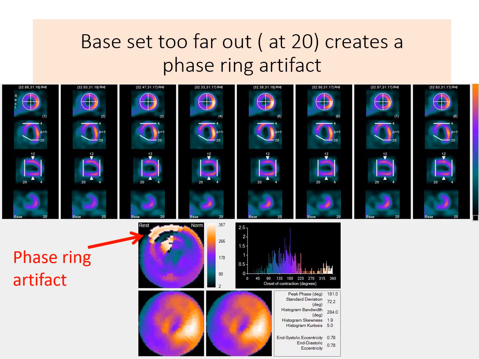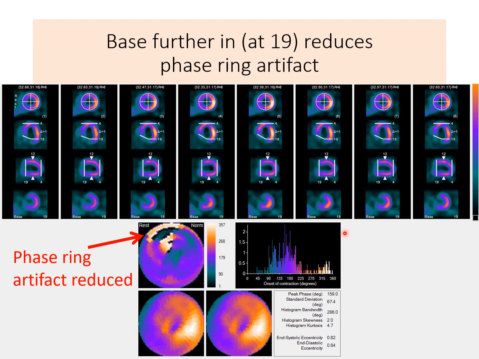But the first question is, what happens if you put it at 20? In other words, you move it too far out. And what you see, and we did them manually just to show you, looking at the polar map of the phase onset of contraction, we get a ring artifact. And with this ring artifact, you can see that the standard deviation for this patient is 72.2.